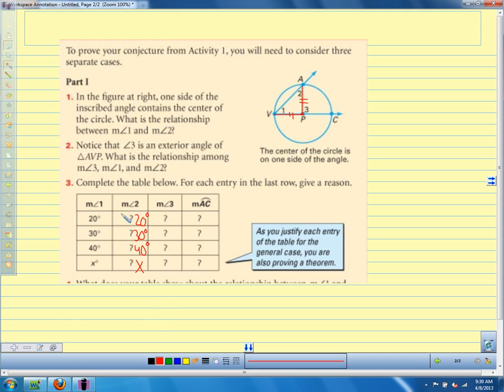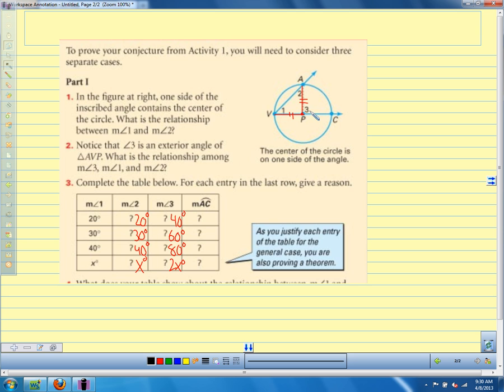So if measure of angle 1 and measure of angle 2 are both 20 degrees, what's measure of angle 3? 40 degrees. This has to be 60. If they're both 30, if they're both 40, that has to be 80. X plus x? So 2x, there we go. All right, we're almost there.